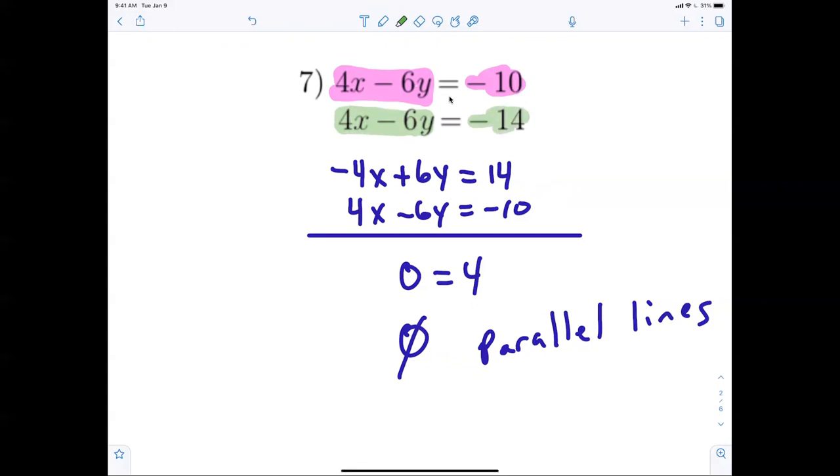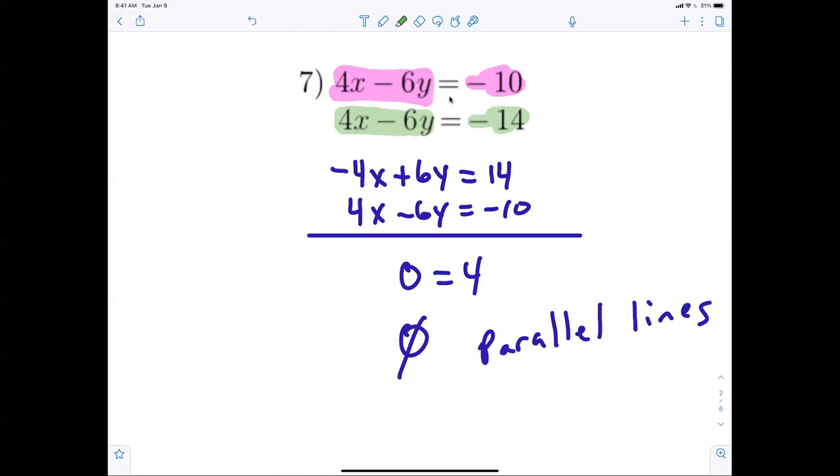Yeah, hopefully you admit that makes sense. Right? Two things added together can't be different things. That's why that's no solution. I want you to be able to look at that and just say no solution.